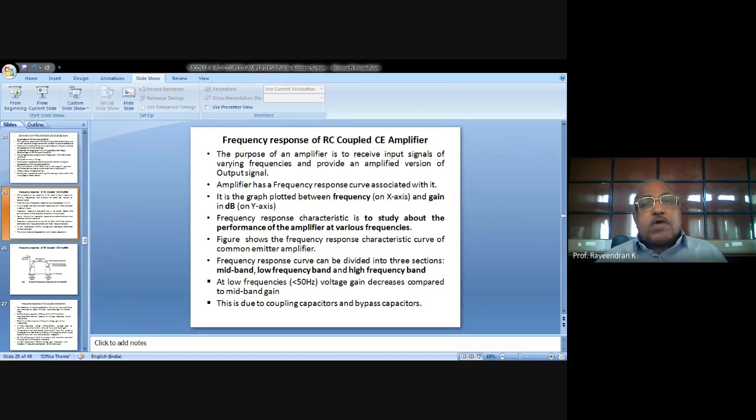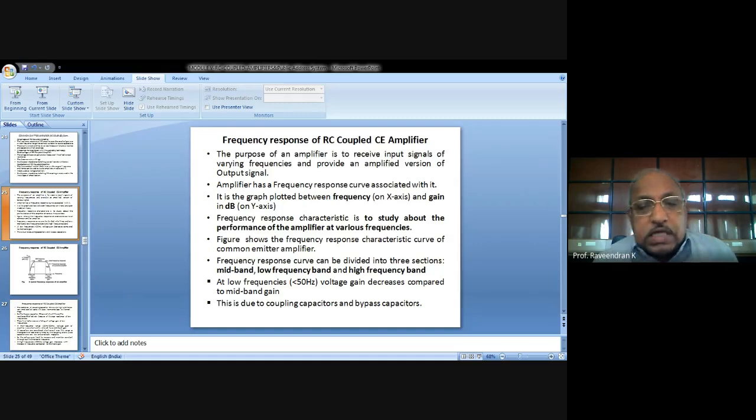So audio, what is the audio frequency? Audio frequency ranges from 20 Hz to 20 kilohertz, isn't it? 20 Hz to 20 kilohertz. So a CE amplifier mainly deals with audio frequency ranges of signals. So we will be discussing the frequency response characteristics of the RC coupled CE amplifier well within this frequency range.